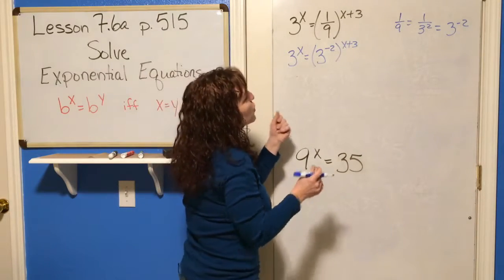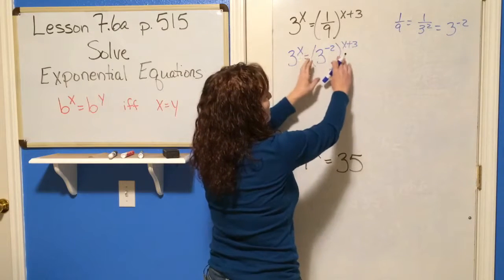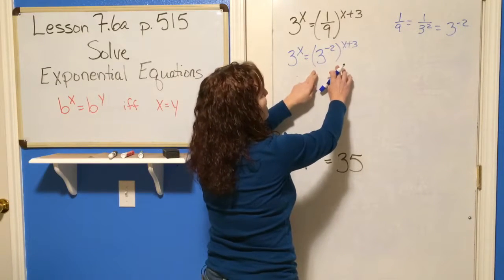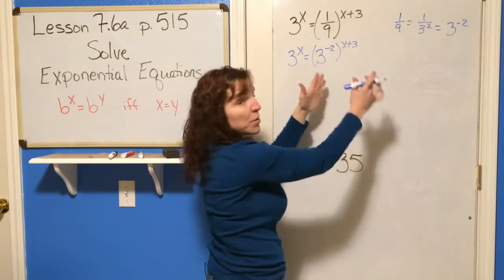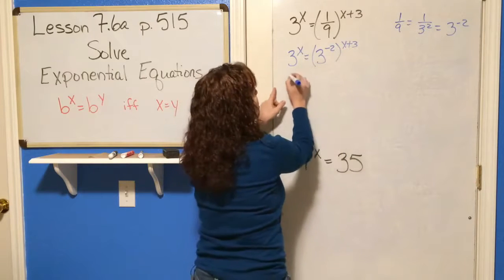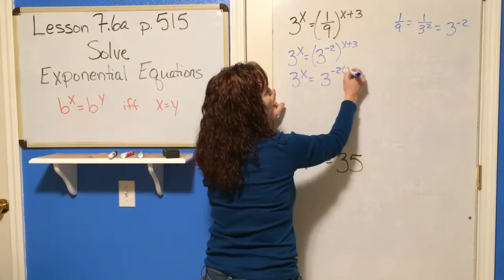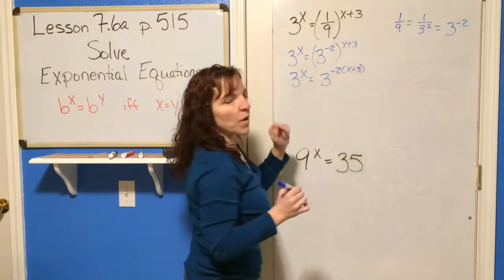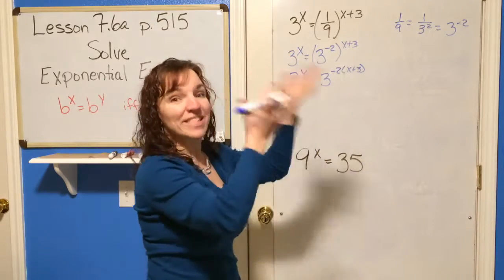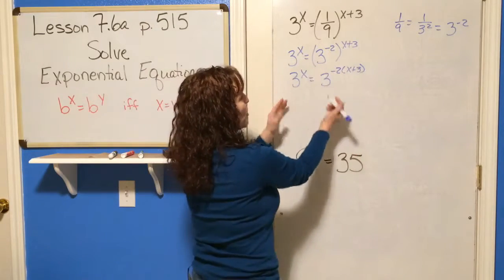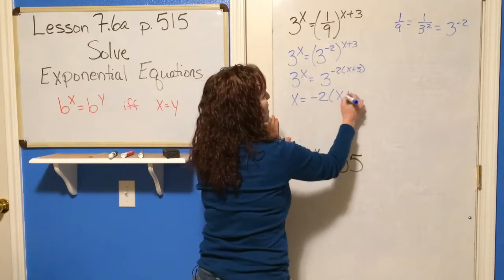So now the only trick is we need to get rid of these parentheses so that we just have the base. But that we can do because a power raised to a power, remember, we just multiply those powers. So 3 to the x power equals 3 to the negative 2 times x plus 3, right? And now your bases are the same. If your bases are the same, your exponents have to be the same. So let's ignore the bases for now and say x equals negative 2 times x plus 3.